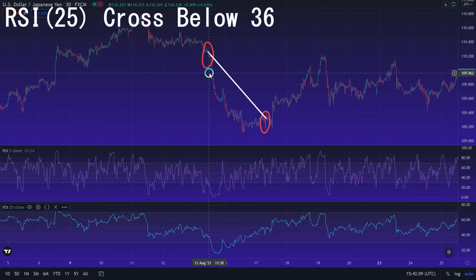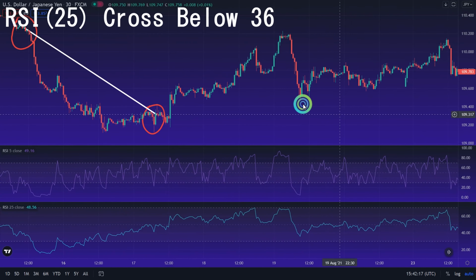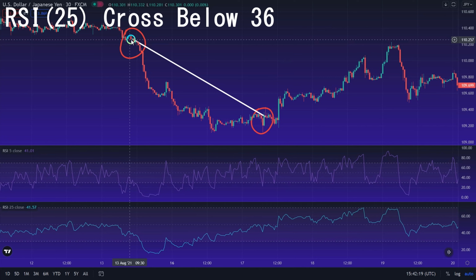And it turned out to be a great opportunity, because as you see, I want to show you a little bit closer because it is really nice. The price was just ranging for a little bit, and then it dropped, and it was another wave down. So yeah, it was a great trade.